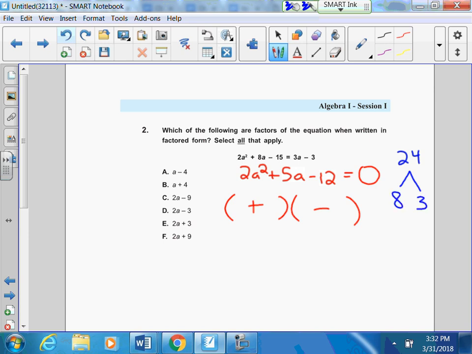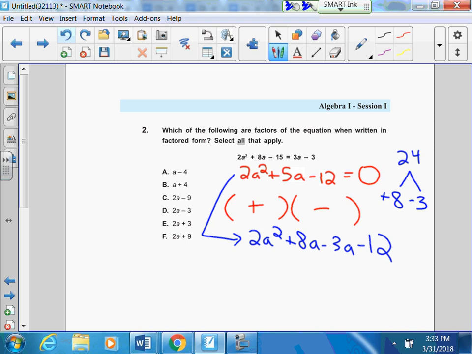It's 8 and 3. And since these are different signs, 8 and 3 have to have different signs. I want positive 5, so that means 8's going to be positive and 3's negative. And now we can rewrite this as 2a squared, and then I'm going to write this part down next, plus 8a minus 3a. And keep in mind, the 8a minus 3a makes up the 5a that you have up top. And then we're just missing the negative 12. So now we're just one step away.